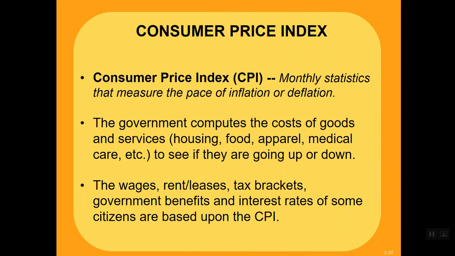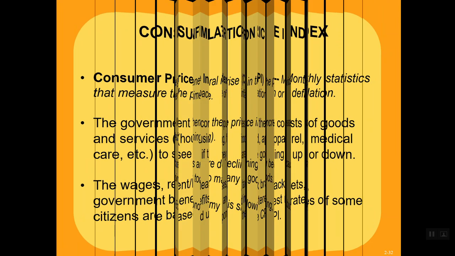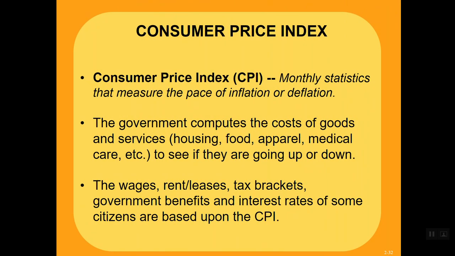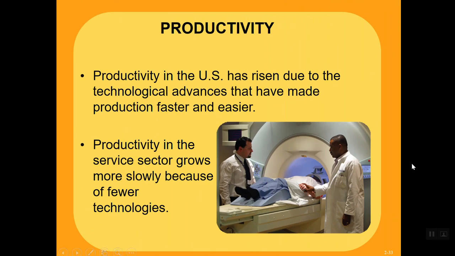The Consumer Price Index is a monthly statistic that measures the pace of inflation or deflation. So if you go back to the previous slide, these would be measured by something called the CPI, or the Consumer Price Index. The government computes the cost of goods and services, such as what you see here, to see if they are going up or down. The wages, rents and leases, tax brackets, government benefits, and interest rates of some citizens are all based upon the Consumer Price Index because all of these are part of what a consumer spends money on besides the goods and services that they purchase.